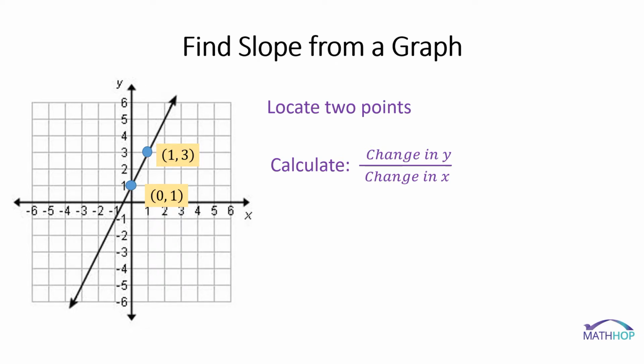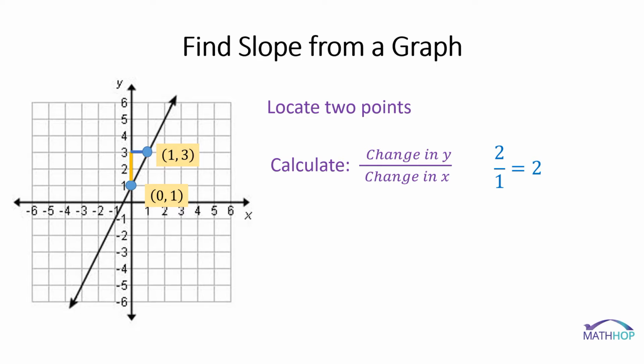So looking at our vertical change first, as we travel from 0, 1 to 1, 3, we go up 2 units. Looking at our horizontal change, as we go from 0, 1 to 1, 3, we go to the right 1 unit. That gives us a vertical change of 2, horizontal change of 1. So our change in y over change in x is 2 over 1, or simply 2. And that's our slope.